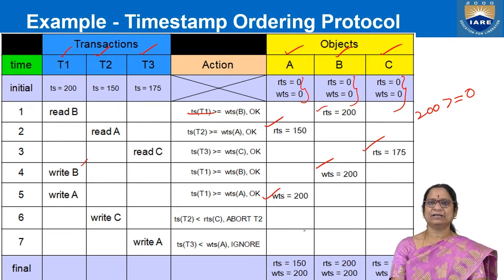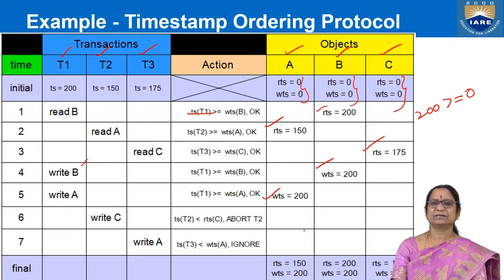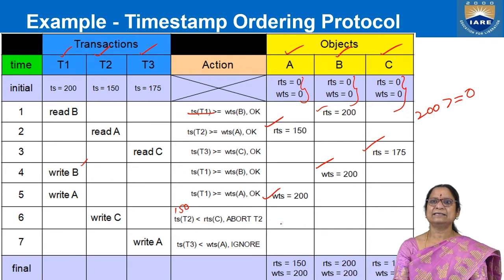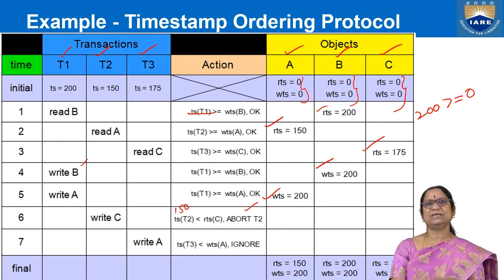And the sixth instruction is write C. Write C by which transaction? T2. So we have to check TS of T2. TS of T2 is 150 here. So 150 is less than RTS of C, that is read timestamp of C, and write timestamp of C. Read timestamp of C is 175, which doesn't satisfy, it is lesser. So that's why we have to abort. Of course, write is satisfied, but this read is not satisfied. Both must be satisfied. So we are aborting T2, which means T2 must be rolled back.